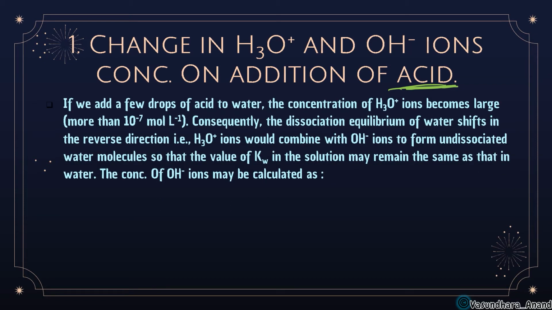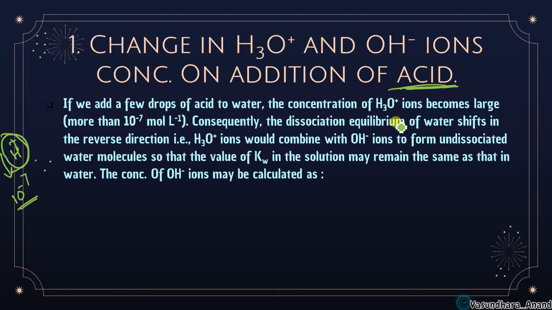If we add a few drops of acid to water, the concentration of H3O plus ion becomes large, more than 10 to the minus 7. How come? Suppose H3O plus is already 10 to the power minus 7, and if I am adding some more H plus ions, obviously this is going to be increased, isn't it? That's why it is said that the concentration of H3O plus ions becomes large, more than 10 to the minus 7 mole per liter.